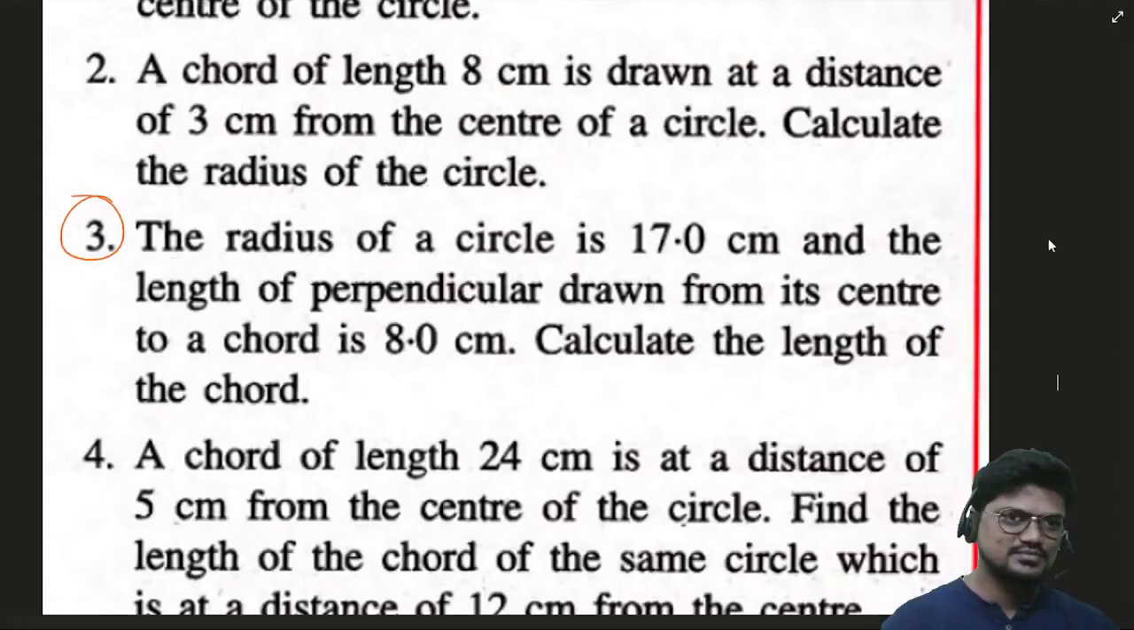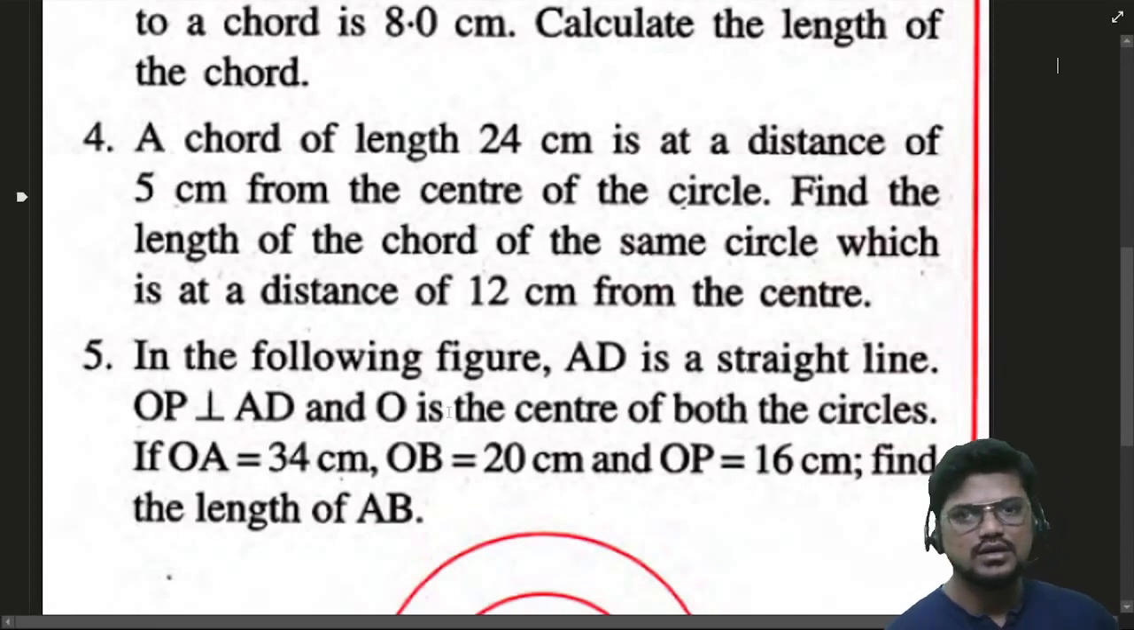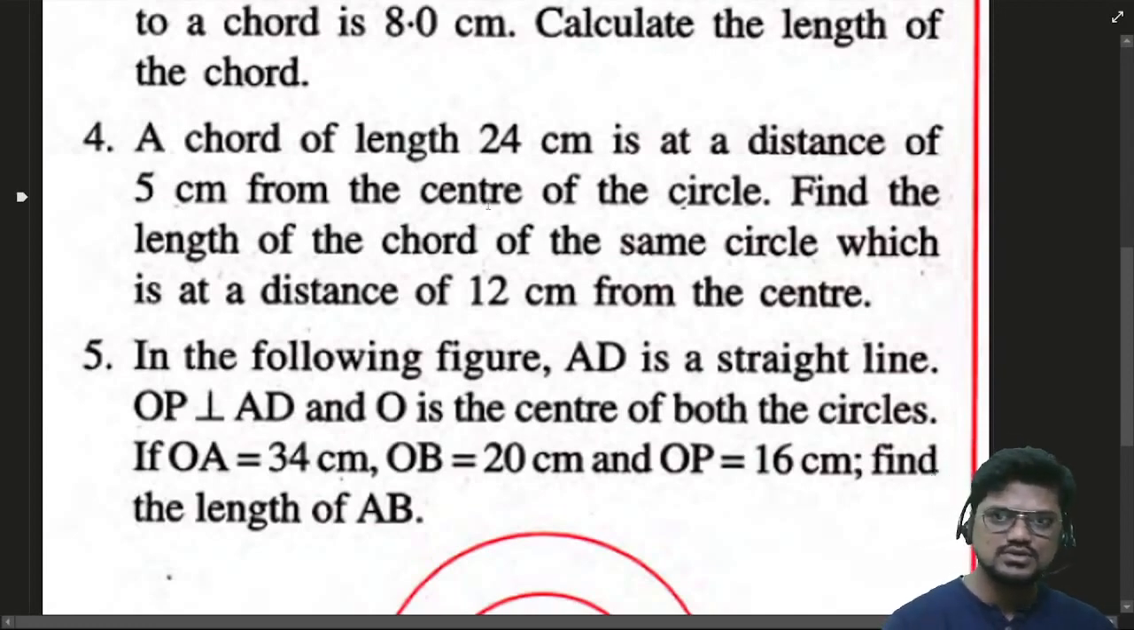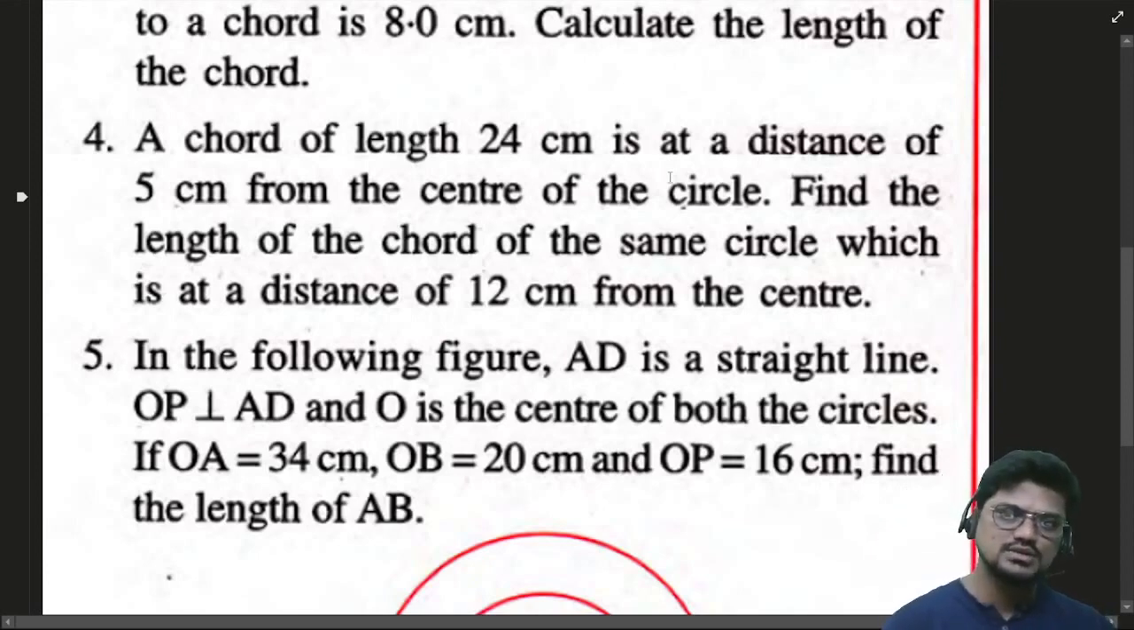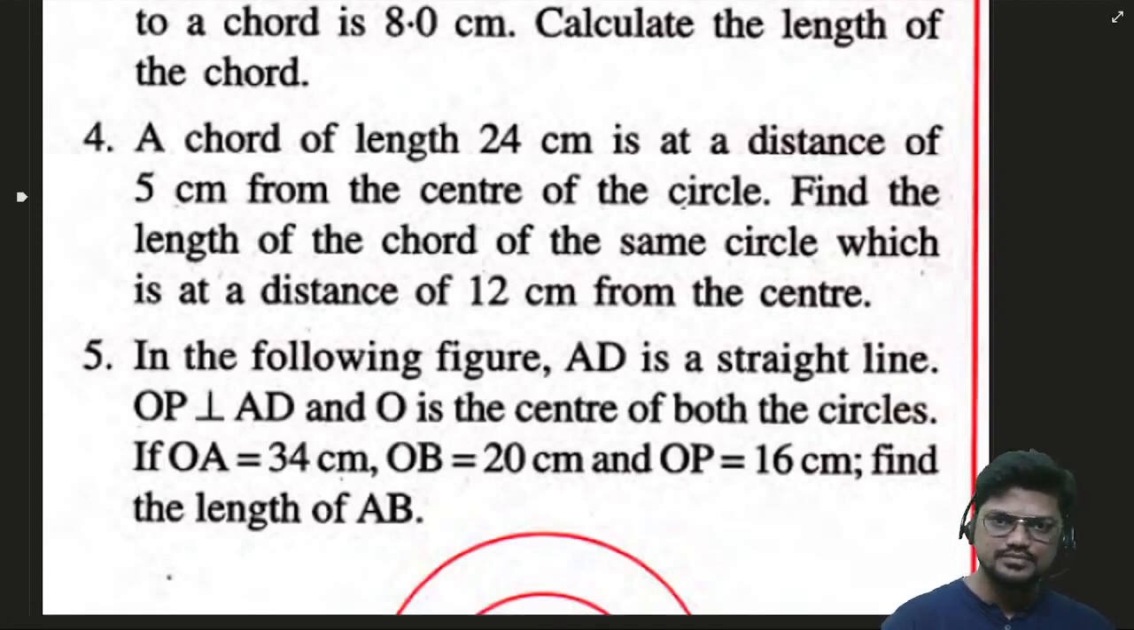Next. A chord of length 24 is at a distance of 5 from the center of the circle. Find the length of the chord of the same circle which is at, yeah, let's solve this question number 4.